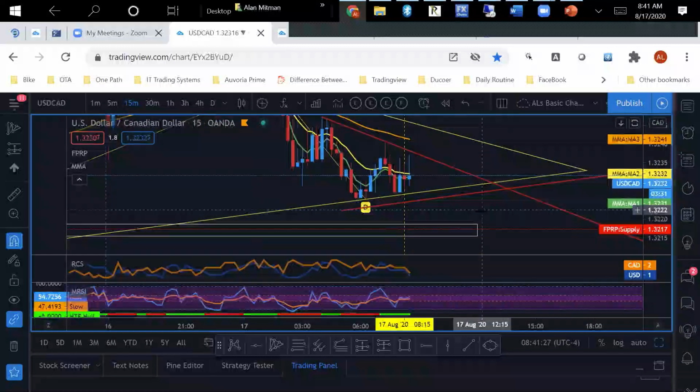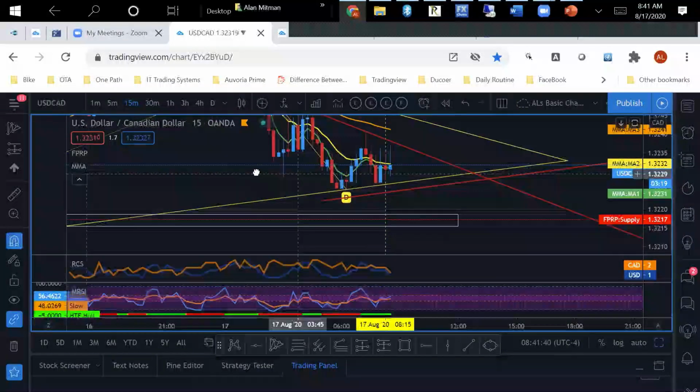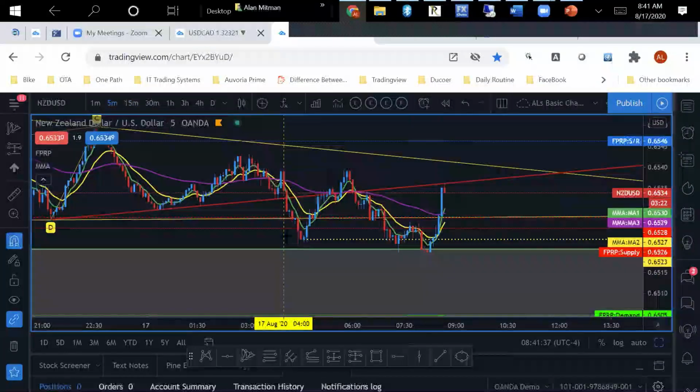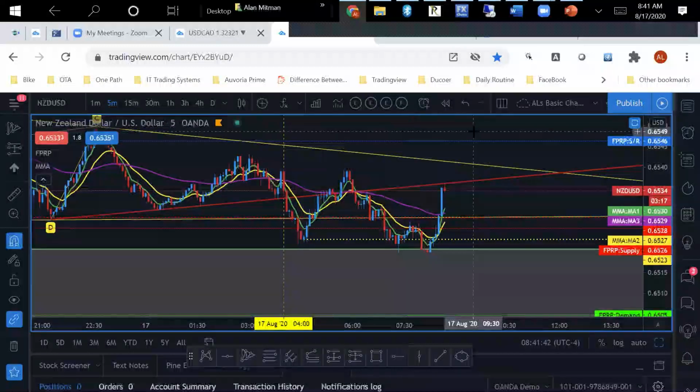But you're absolutely right. One thing I'm looking at right now is the fact that we have a low here with this D. It came back up, and it wasn't able. Well, this is Canadian. Let's look at the New Zealand. This was actually a good one, where we had a little bit of a divergence, I believe, if we look at this closely.